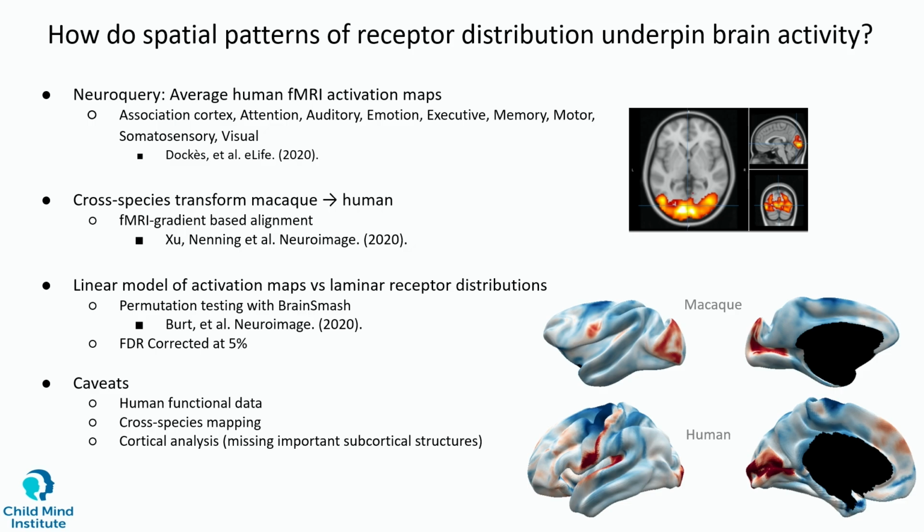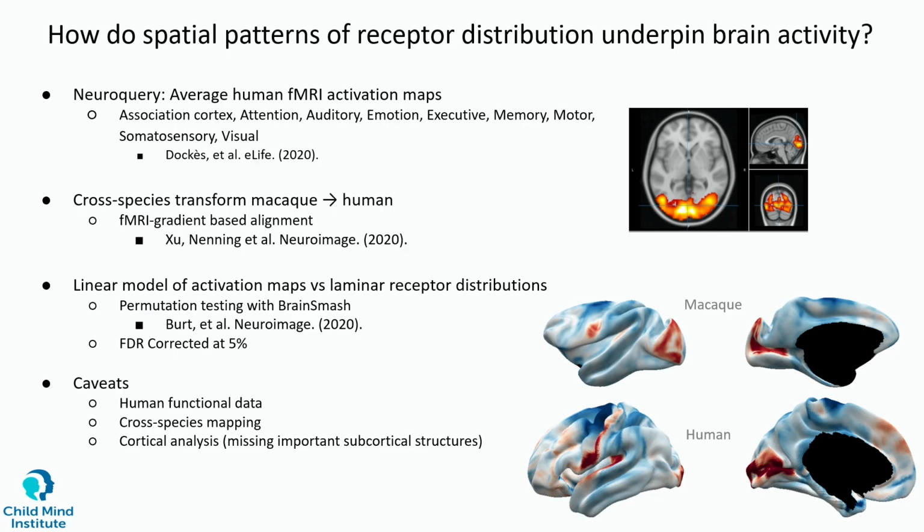Finally, we wanted to try to link the receptor maps to maybe more specific domains of brain function. And unfortunately, we don't have easy access to that kind of data in the macaque. But we do have that in the humans through NeuroQuery, where we can define average human fMRI activation maps. And so we did that for several functional domains. And then we used Ting Xu and Karl-Heinz Nenning's cross-species transformation, which I think we just heard about in the previous talk too, to transform the macaque receptor data into human space, which you can see here for the M2 receptor. It works pretty well.